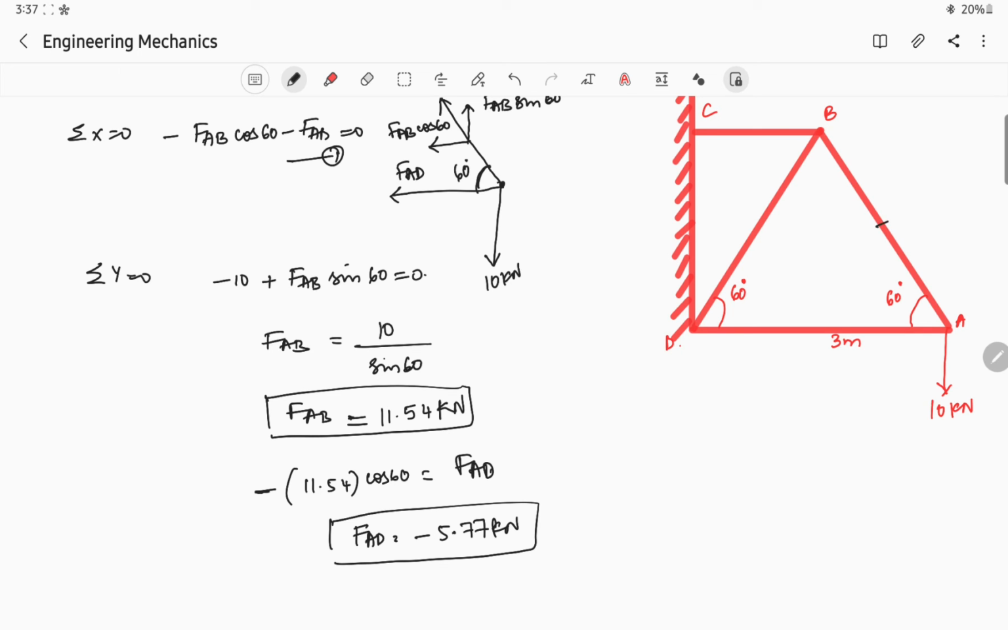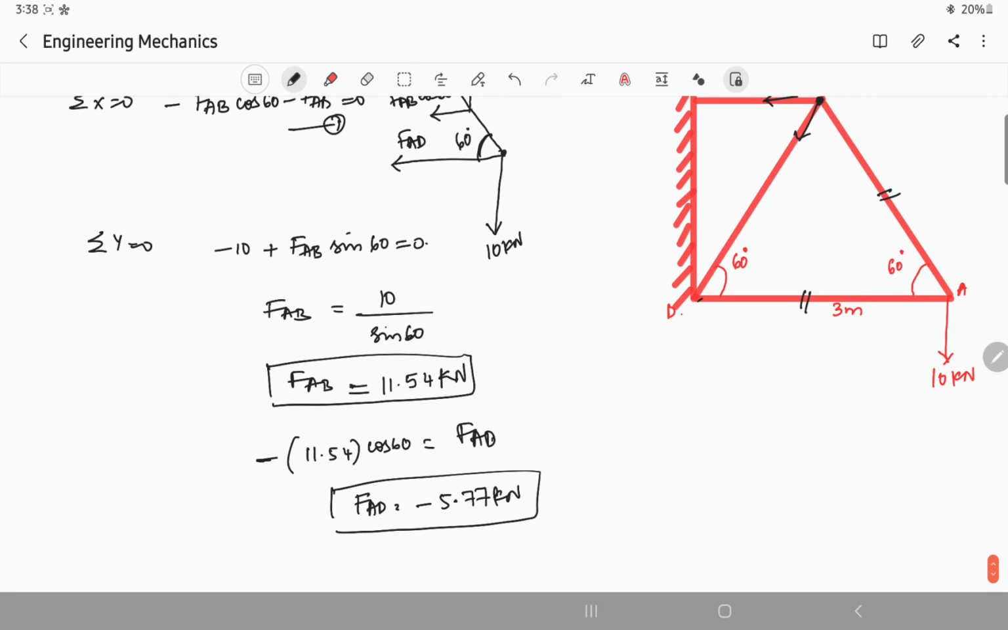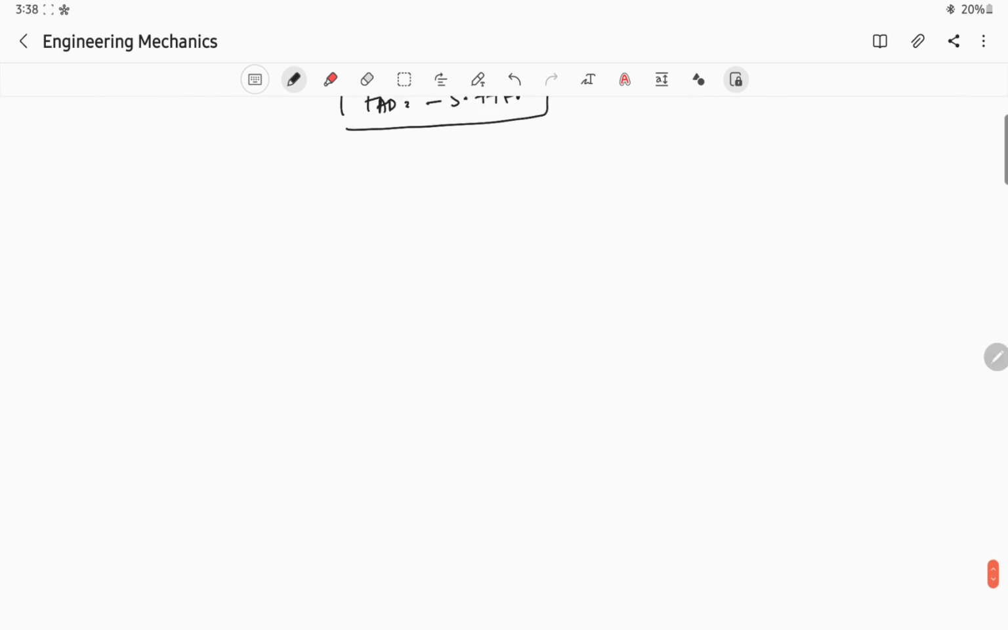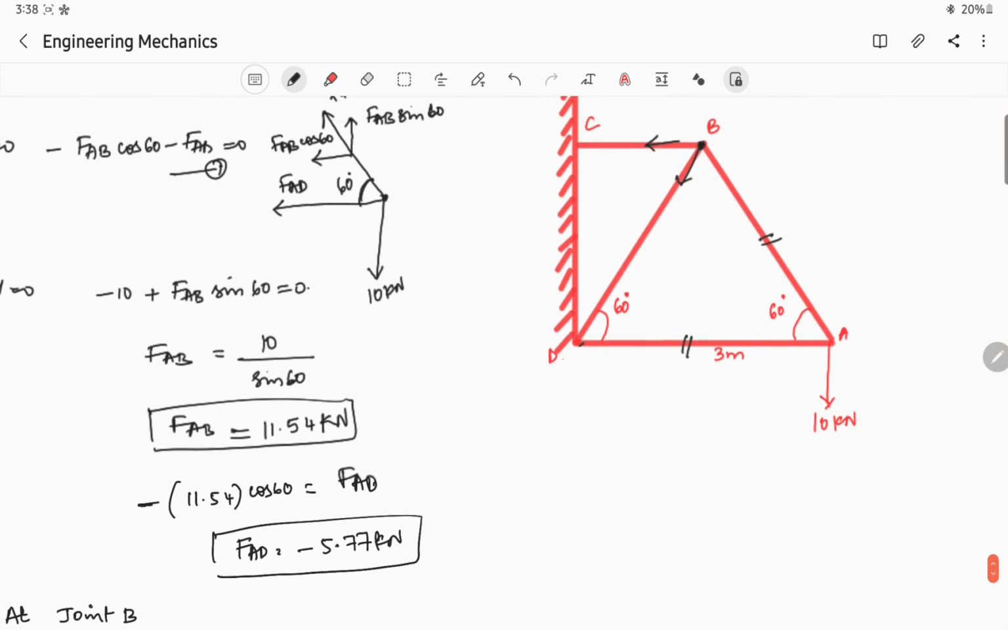Now force in member AB we have calculated, force in member AD also we have calculated. Now we will calculate force in member BC and BD. To calculate that, which joint shall I select? Joint D or joint B? If I select joint B, we can easily calculate force in member BC and BD, right? So we'll take joint B. So at joint B, suppose this is joint B, and what are the forces acting at joint B?